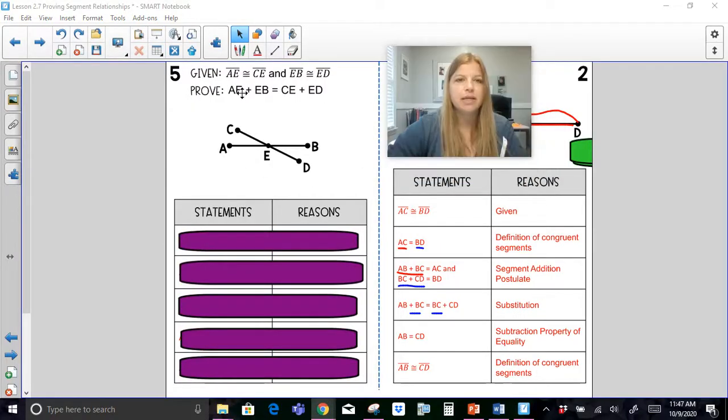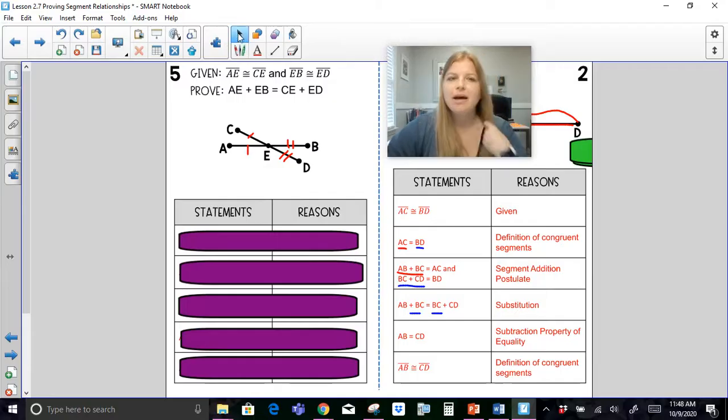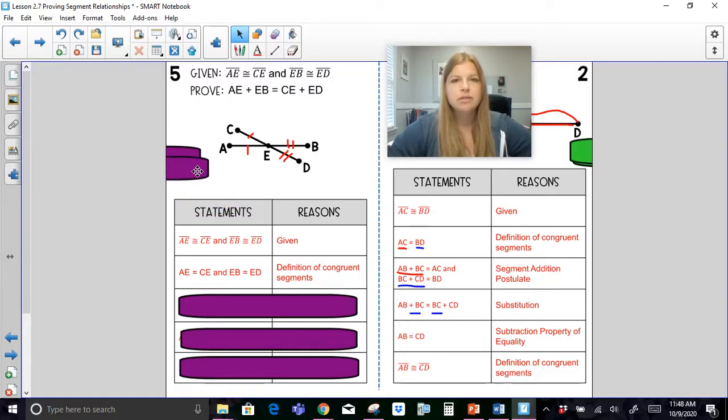All right, let's take a look. Given segment AE is congruent to segment CE, and EB is congruent to segment ED, prove that AE plus EB is equal to CE plus ED. This is going to feel pretty similar to a previous proof that we just did, but it's not exactly the same. So we are given all those statements. Think about what generally always happens after we make those statements. We then say that their measures are equal. So that's definition of congruent segments.